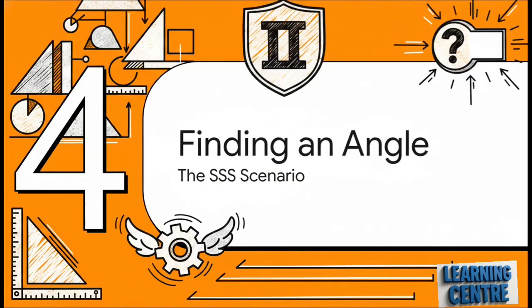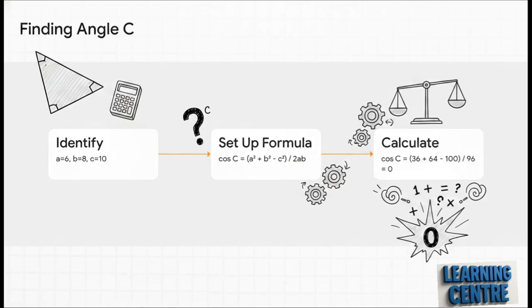Let's shift gears to Section 4, finding an angle. Mission 2, the SSS scenario. We're going to see how this builds up our capabilities when we already have all three sides and need to uncover a completely unknown angle. Okay. Identifying our givens, we have sides of 6, 8, and 10 centimeters. We plug these directly into our rearranged formula to isolate that angle. But watch what happens here when we simplify, because this is kind of cool.